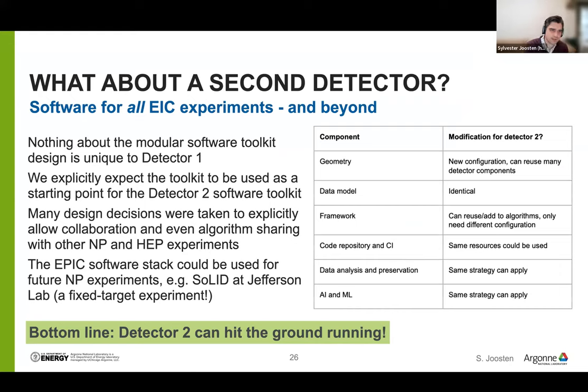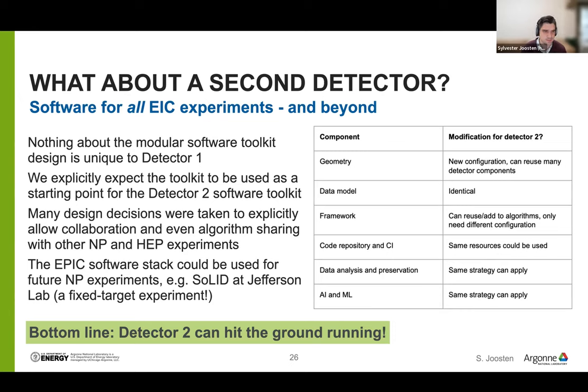Okay, so finally, what about a second detector? EIC has only one detector. Well, yes, that is true for now, but there's two interaction points and the community is pushing strongly for a second detector. So what do our software choices say about the detector? Well, they actually don't really say anything. So nothing about the software toolkit we're designing is unique to Detector 1. We're making the strong point of not making hard assumptions within a reconstruction framework, for example, of exactly what detectors are inside of the geometry. That's what the geometry tool is for.